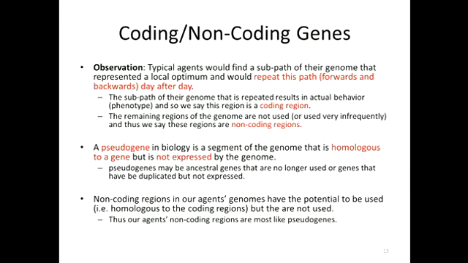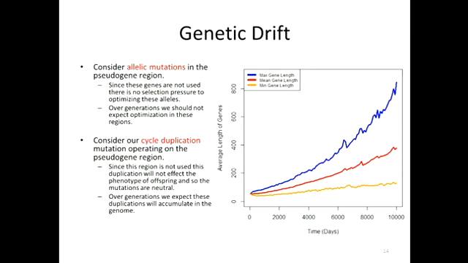Now it's important for us to recognize this because this has an impact on the type of mutations that we have. So one thing we've noticed is this. If you consider that region of the genome that does not code, that is not expressed, and you take our duplication mutation, and we copy one cycle from that and we put it somewhere else, that's because we're not using that region, or rather because the parent agent's not using that region, it's most likely that the child agent, the offspring agent, will not use that region either.